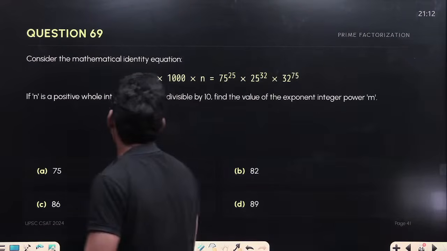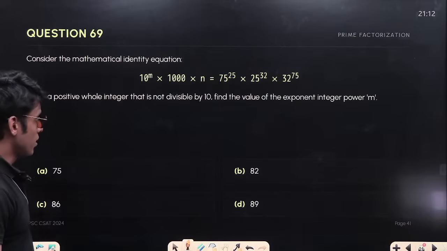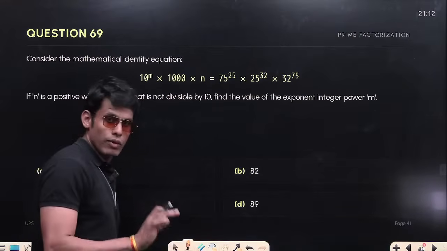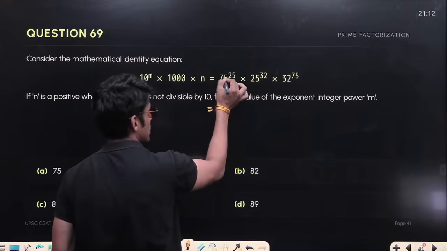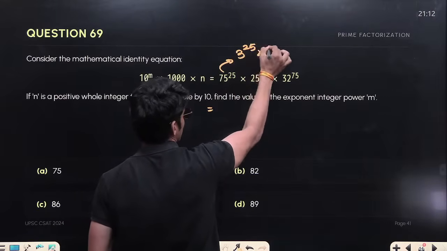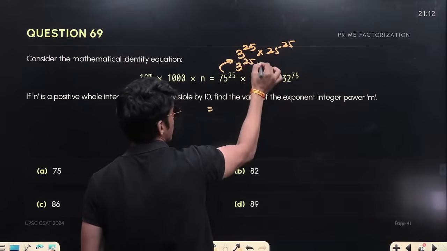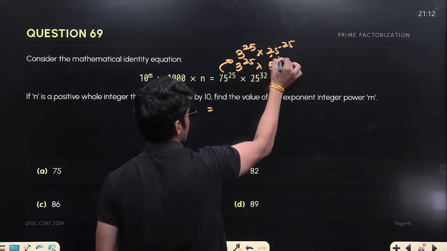Consider the mathematical identity equation. If n is a positive whole integer that is not divisible by 10, what is the value of the exponent? Very simple problem. Let's factorize this. This is 75 to the power 25. This gives me this. Now, this is 3 to the power 25. This is 5 square. So, this becomes 5 to the power 50.